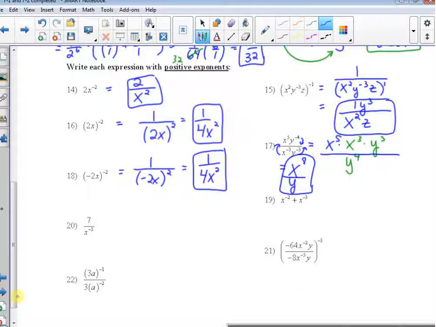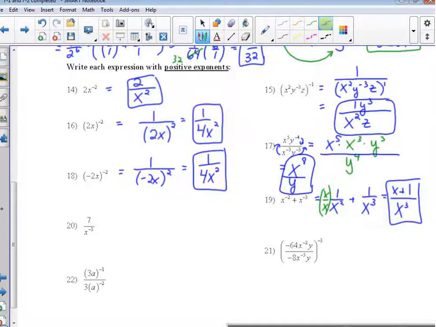Number 19, you can't just flip these up and down, you can't just say it's one fraction, so you have to do 1 over x squared plus 1 over x to the third. And then I got a common denominator and made this one x over x, so that this one would be x plus 1 over x to the third, because that's how you add fractions.